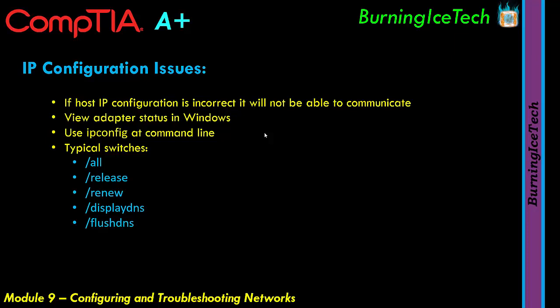Now, the second last one we've got there is display DNS. It's not going to actually do anything, that command. It's just going to display to you what your DNS server's IP address is. So then at least you know, okay, I have a DNS or I don't. And if you do, what is its IP address? Flush DNS flushes all your DNS records.